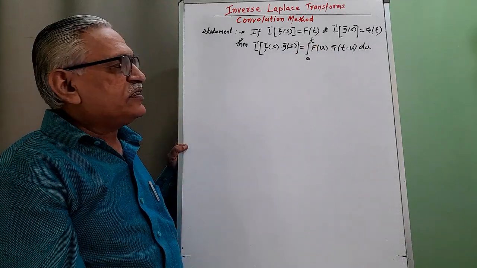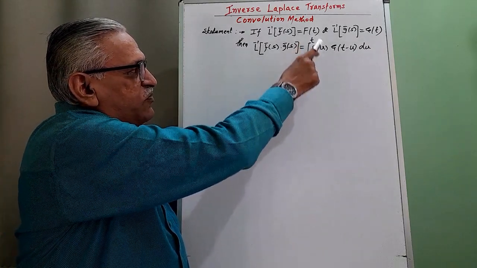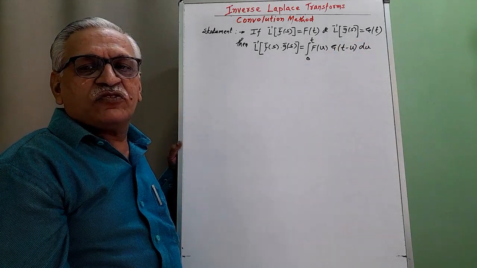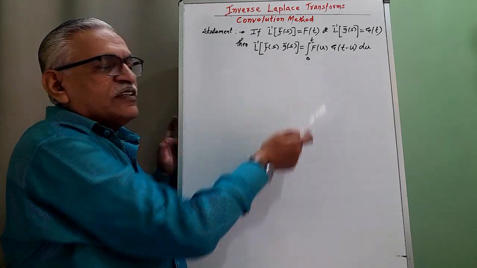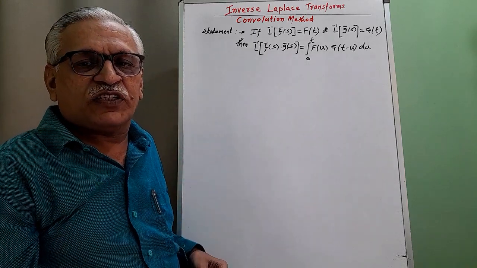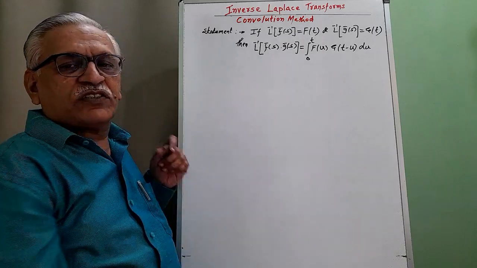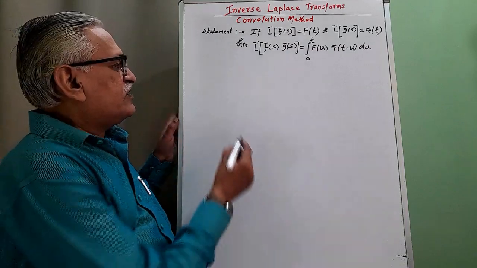0 to t. In the function f of t, replace t by u to get f of u, and in the function g of t, replace t by t minus u to get the value of g of t minus u, and then evaluate this integral between the limits 0 to t, and whatever the value is, that is the required value of that inverse. Then let us see one simple example.